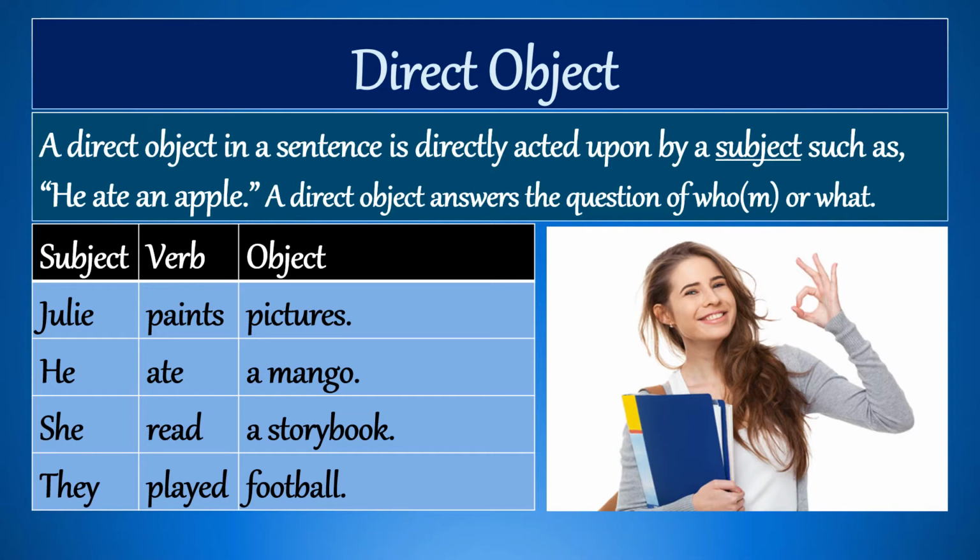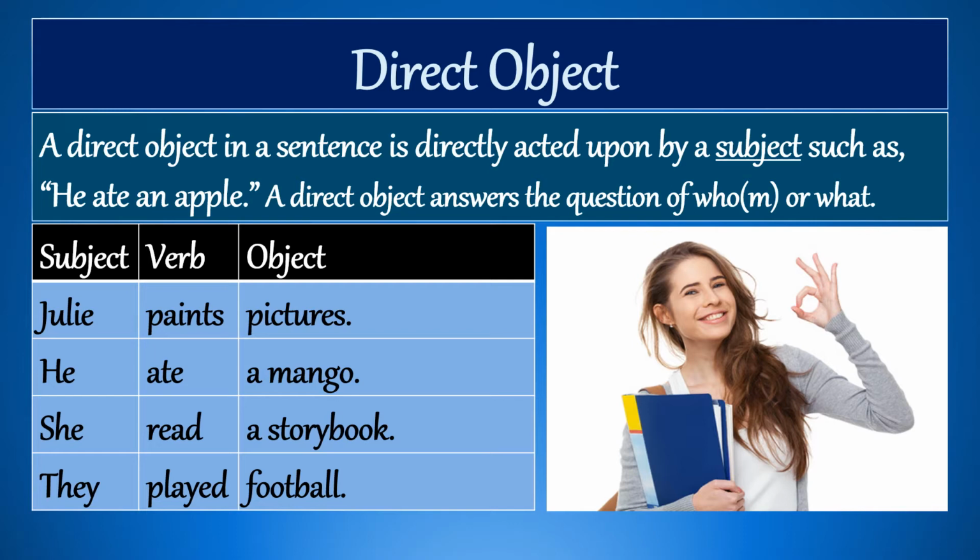Direct object. A direct object in a sentence is directly acted upon by a subject, such as he ate an apple. A direct object answers the questions of who, whom, or what. Here I am giving you some examples in the table shown on this slide.